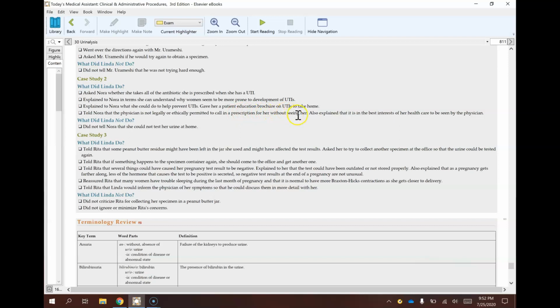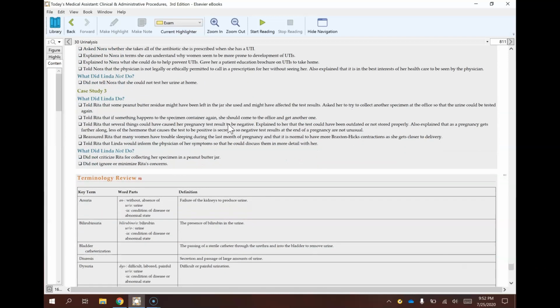Gave her a brochure, remember, office accepted brochure. She also told Nora that the physician is not legally or ethically permitted to call in a prescription for her UTI without in fact seeing her. She explained it is in the best interest of her health care to be seen by the doctor. What she did not do is she did not tell Nora that she could not test her urine at home. Okay?